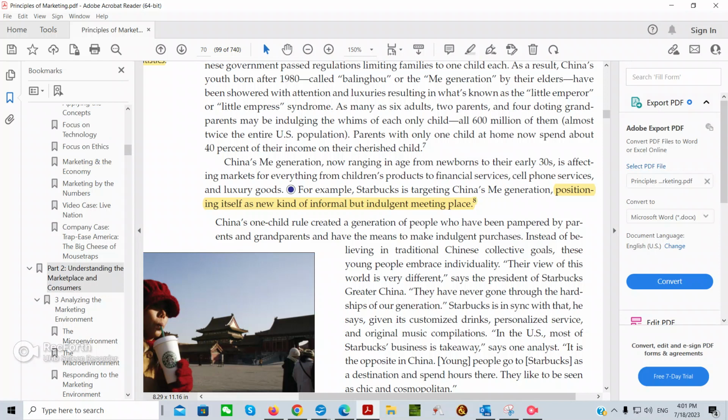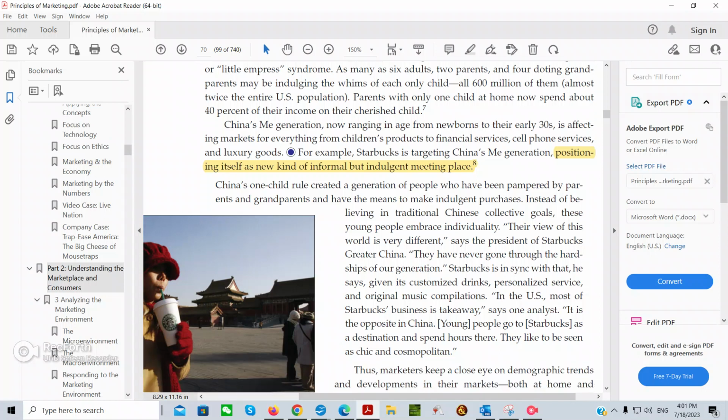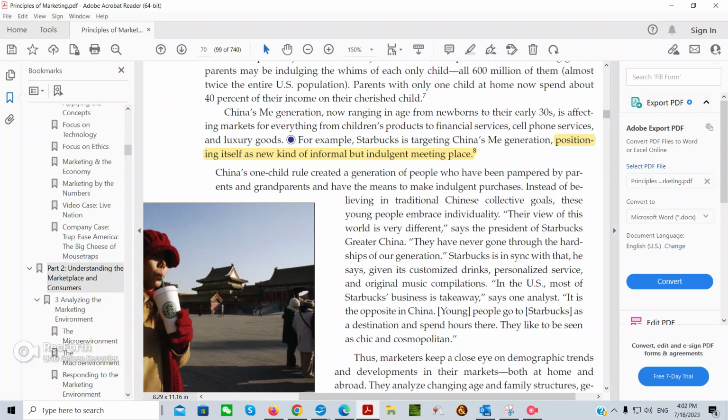China's one-child rule created a generation of people who have been pampered by parents and grandparents and have the means to make indulgent purchases. Instead of believing in traditional Chinese collective goals, these young people embrace individuality, which is basically the philosophy of the West. Their view of this world is very different, says the president of Starbucks Greater China. He said they have never gone through the hardships of our generation. Starbucks is in sync with this, given its customized drinks, personalized service, and original music compilations.